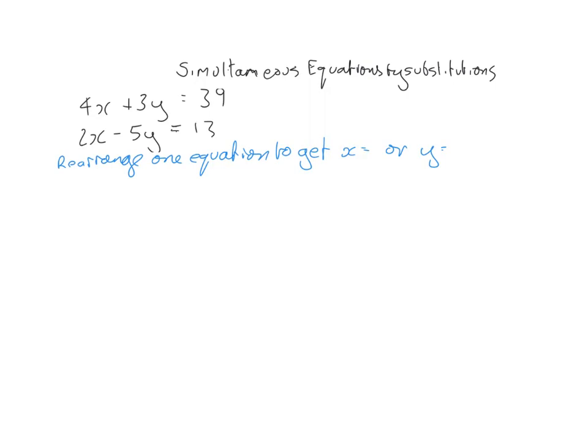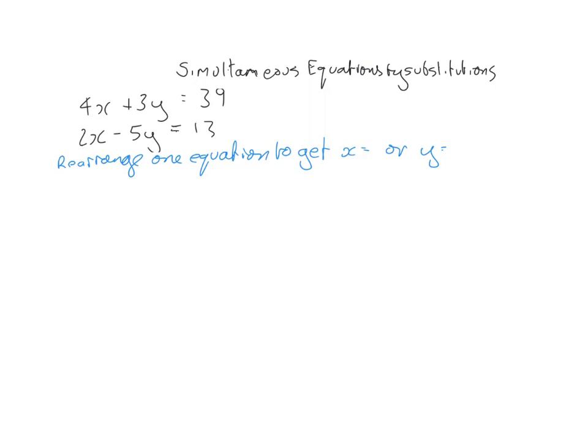I'm a tiny bit confused on what we're doing right now. So we still have 4x plus 3y equals 39, and 2x minus 5y is 13. Yep. And we're trying to solve that. Have we done the first bit already? No, we haven't done anything yet.